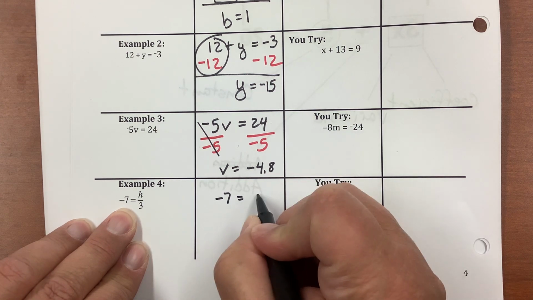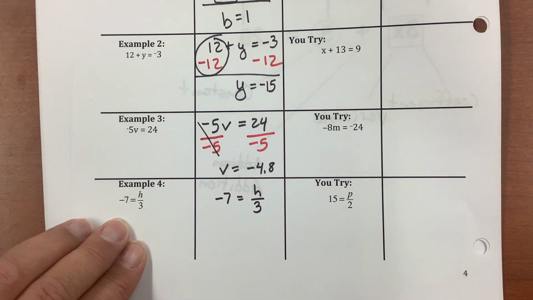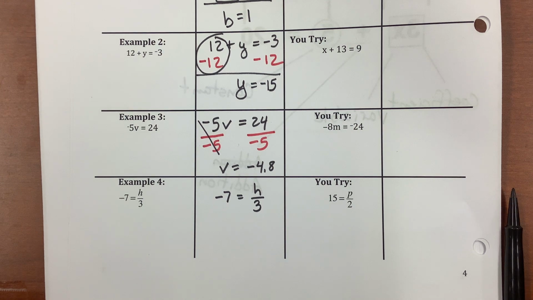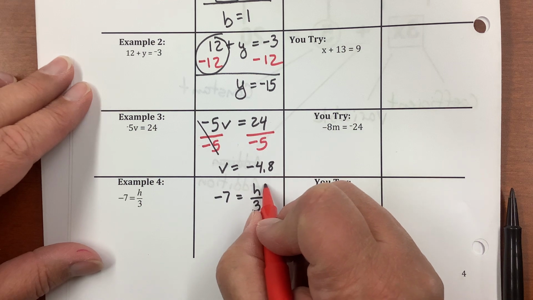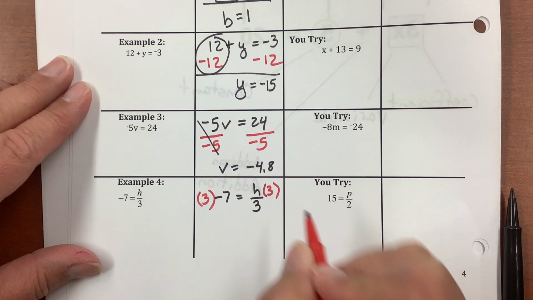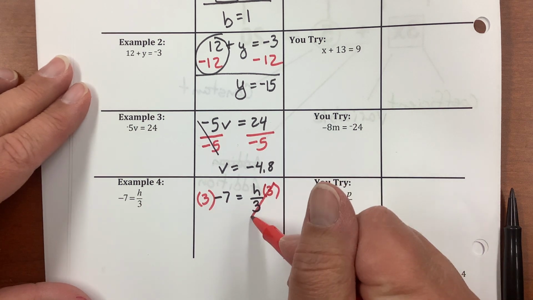All right, I'm going to write this very specifically. -7 equals h divided by 3. And the inverse of division is multiplication. And honestly, it's much easier to show multiplication with parentheses. So from now on, that's just what we're going to do. We're going to show multiplication in parentheses. So times 3 on both sides.